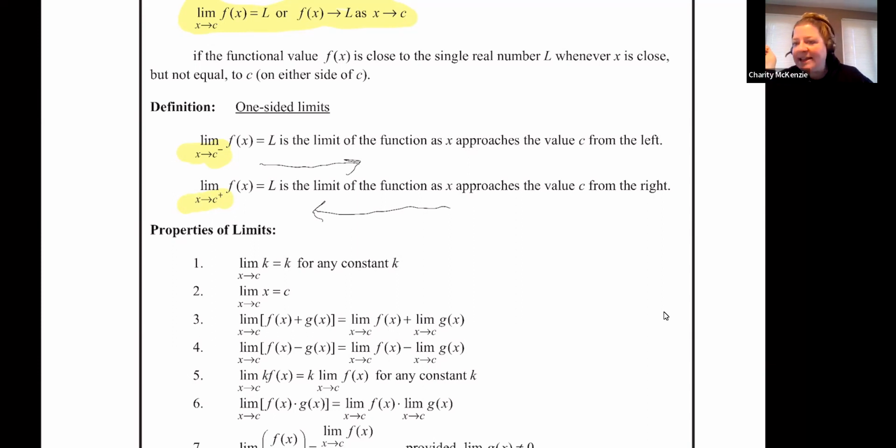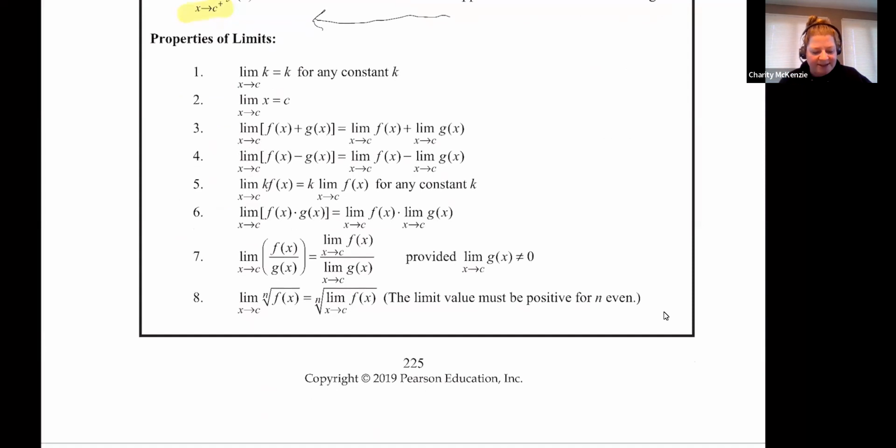But you could define, like, the left side's going to 2, the right side's going to 3, and then the limit at that number c would be does not exist. But you could still define the left side, define the right side, and be able to come up that it doesn't exist. So this bottom part here are just properties of limits. We'll go through these as we work through the problems, but let's go through them a little bit here.